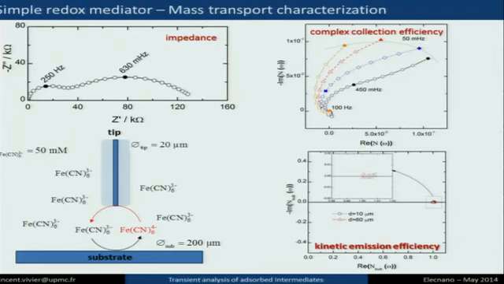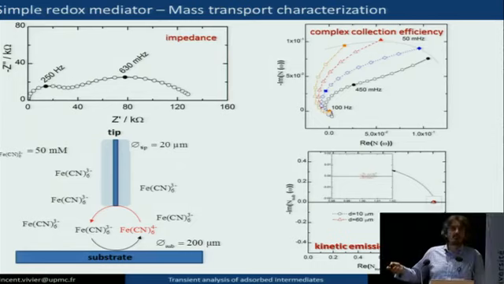Now if I have a look at the complex collection efficiency, I just have the transport of this species between the substrate and the tip. And what I get here is the signature of the mass transport of this species between these two electrodes. I can now calculate N sub, and because I have no adsorption at the electrode, I get a single point centered at the value 1. And it's only a real value. So with this first experiment, I can completely characterize the diffusion between the substrate and the tip.